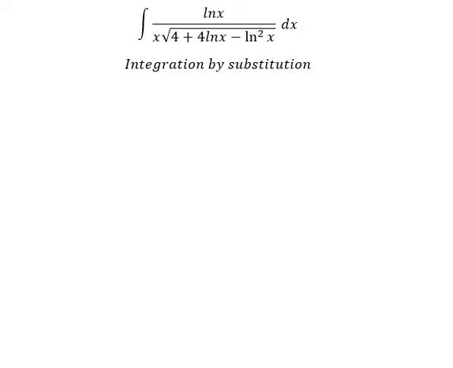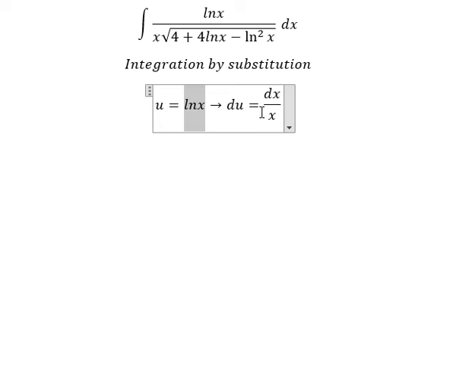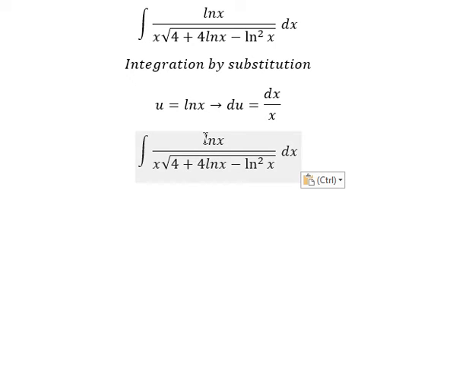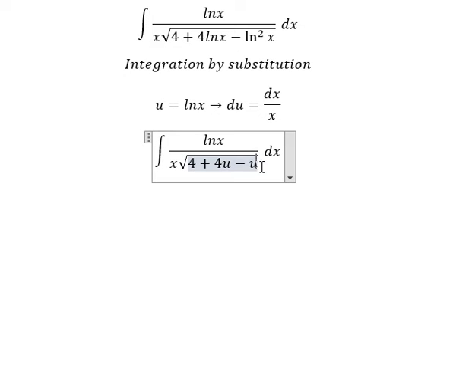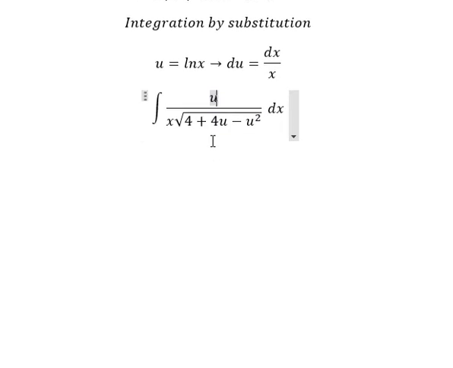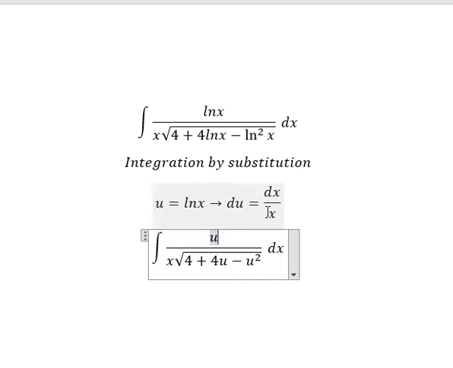So I will put u equals ln(x), du equals dx over x. The first derivative of this one, you get 1 over x. This one we change by u. This one you get u square. This one you get u. Dx over x we change by du.